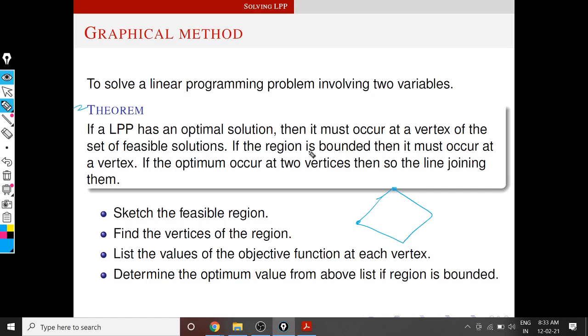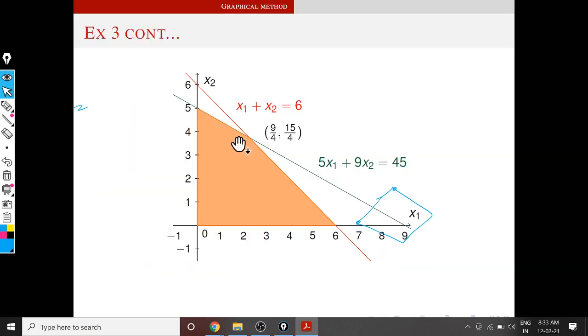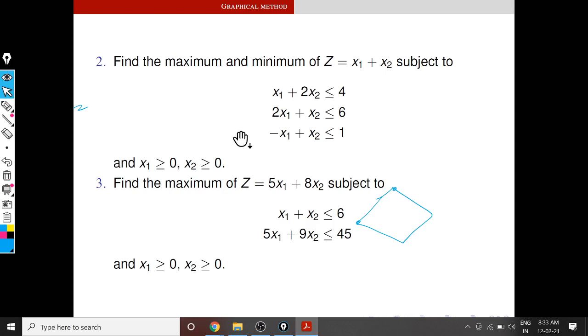That is due to this result: if an LPP has an optimum, then it must occur at a vertex on the set of feasible solutions. And we have seen this example.